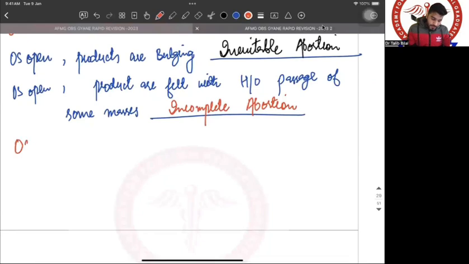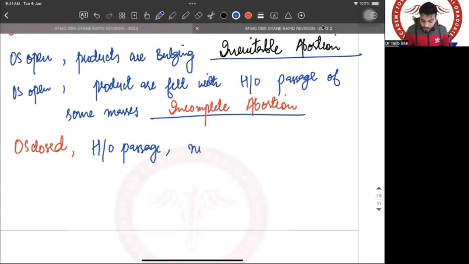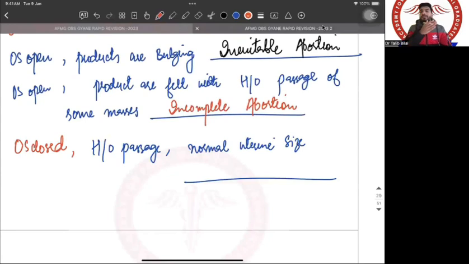Now, if the os is closed, and the patient is giving a full history of passage, saying I have a history of passage of masses, and there is a normal uterine size, remember this, then the os is closed, the door is closed. Everything that was inside came out, and the uterine size is normal. Such type of abortion is called complete abortion.